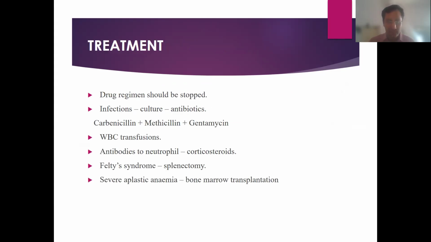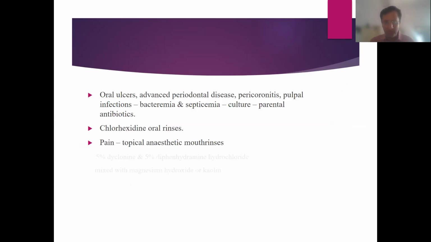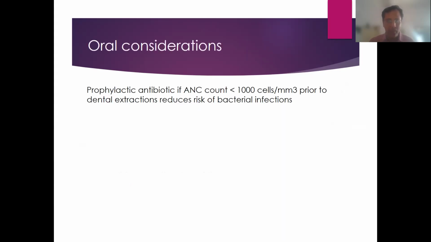What is the treatment for this? We will treat the infections to reduce them. We will give carbamazepine, gentamicin, and WBC transfusions. For severe aplastic cases, we will do bone marrow transplantation. For oral ulcers with pulpar infection, bacteremia, or septicemia, we give parenteral antibiotics. For pain, topical anesthetics and mouth rinses. Prior to dental extraction, we give antibiotics to reduce the risk of bacteremia and infection.